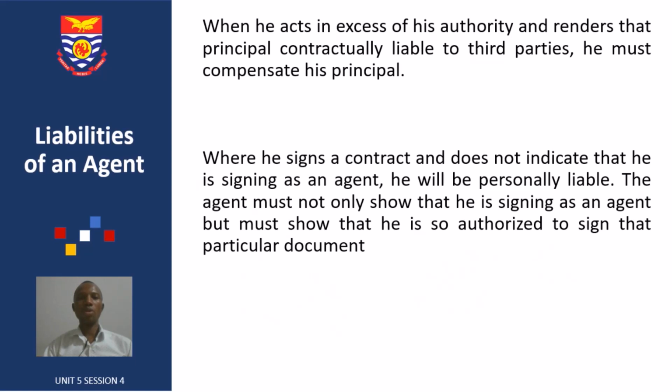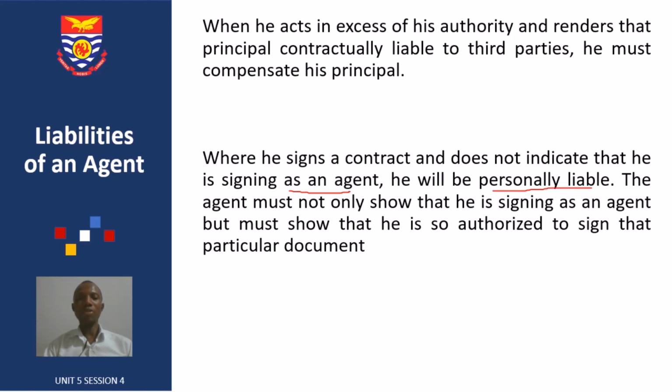Also, when he acts in excess of his authority and renders the principal contractually liable to a third party, he must compensate his principal. So you also have to know when he goes beyond those powers. Where he signs a contract and does not indicate that he signed as an agent, he will be personally liable.